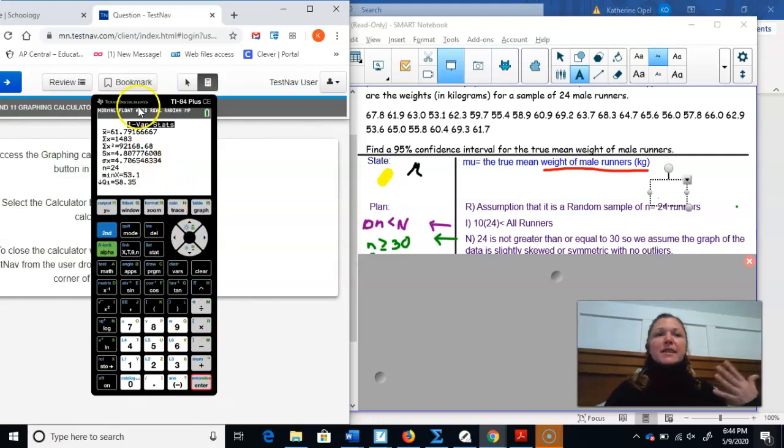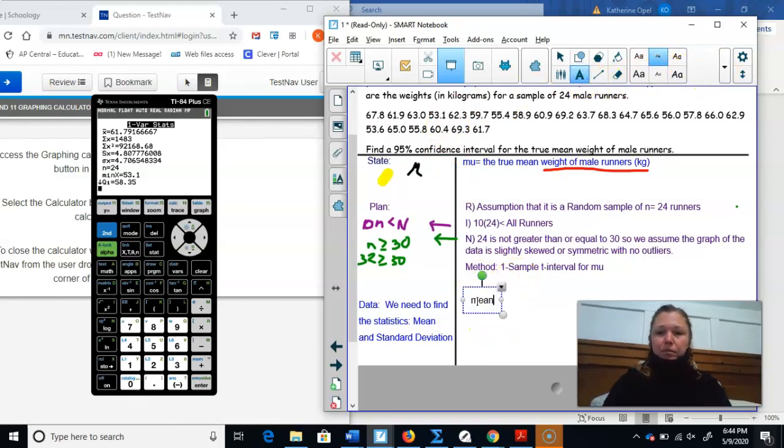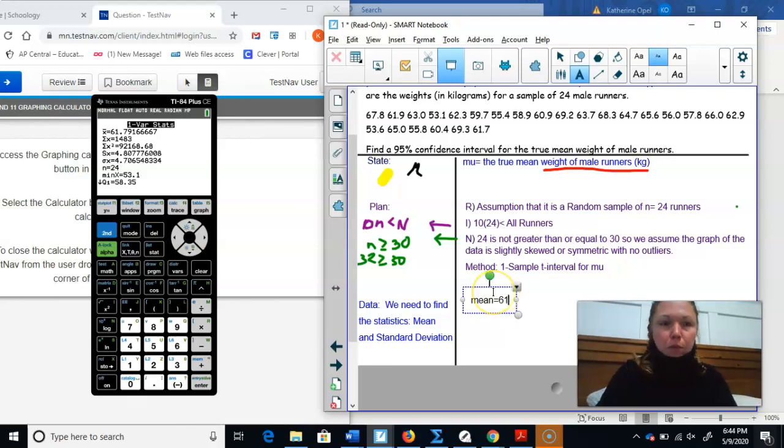Okay, so this gives us a ton of statistics, which is awesome. This X bar right there is our mean. The standard deviation is this SX right there. And if you scroll down, that's actually your 5-number summary, which we learned first semester. Okay, so right now for this problem, all I care about is the mean and the standard deviation. So I'm going to quickly just write that down. So the mean is equal to 61.79.